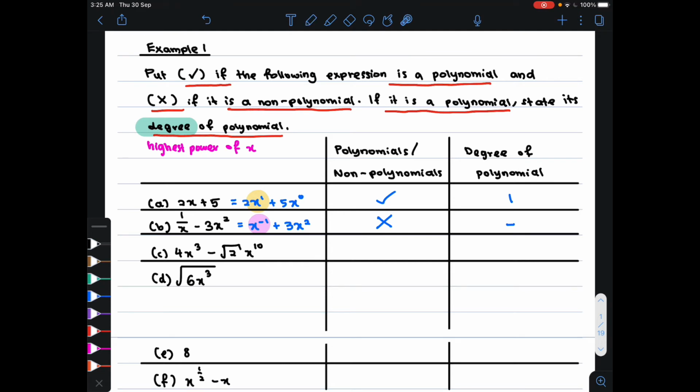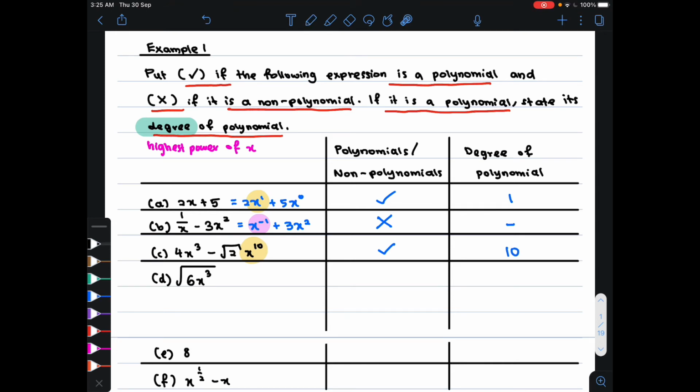For part C, this is our expression. So if we look at the power of x, we have x cubed and x to the power of 10. So we can see that our power is okay. Therefore, this is a polynomial. And for the degree, we look at the highest power, which is x to the power of 10. Therefore, the degree is 10.